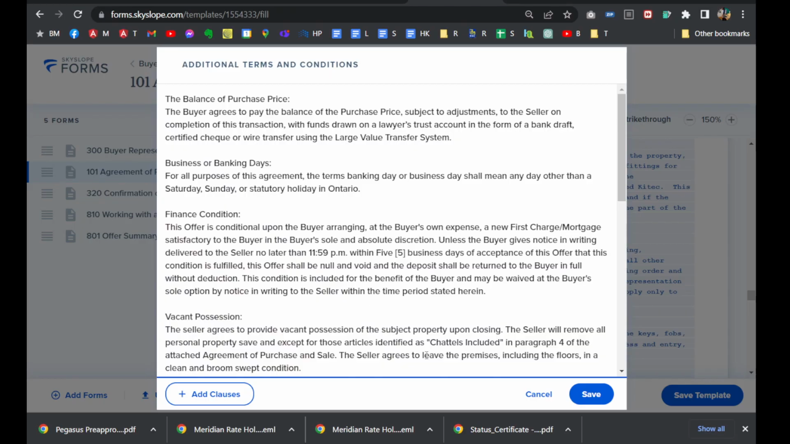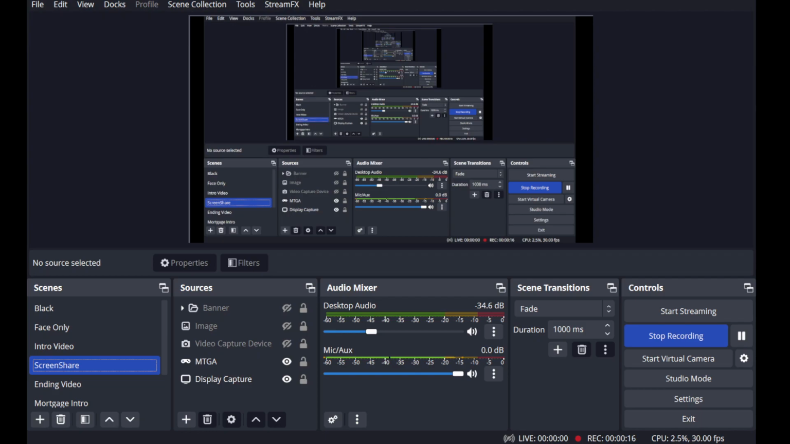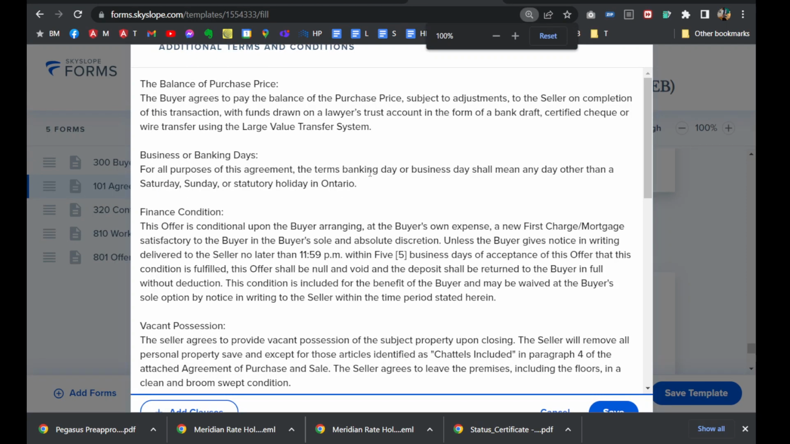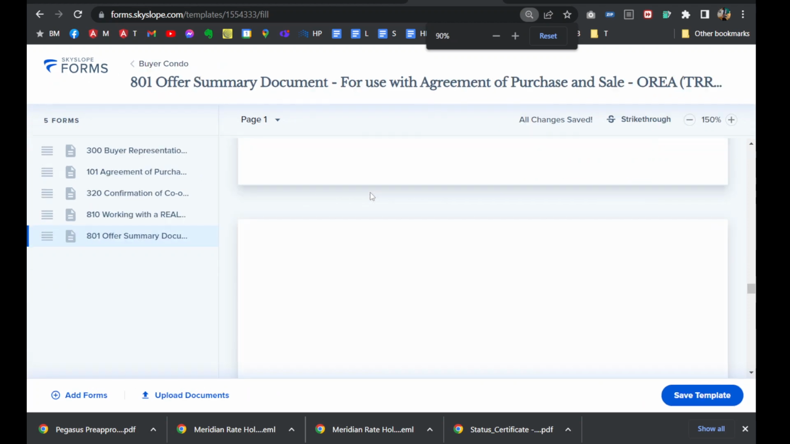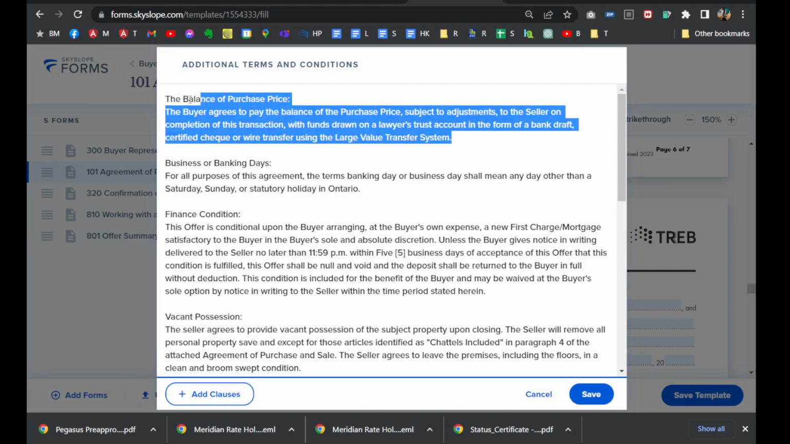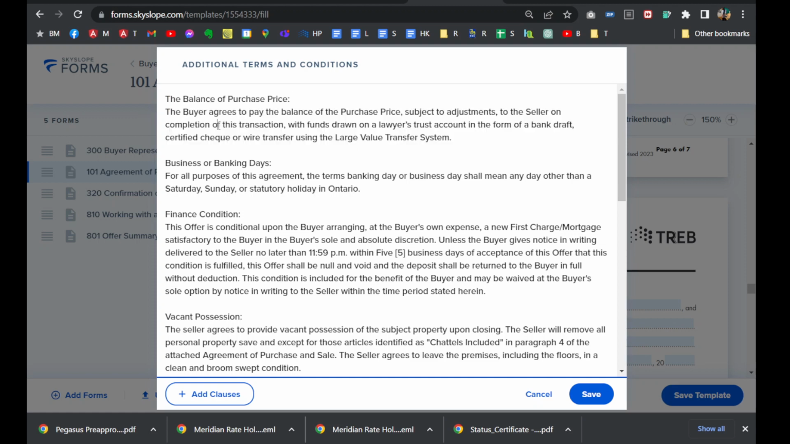Today we're going to be going over some common real estate clauses and what they mean. So, okay, let me pull it up right here. This is a very common one. So let's read it together.